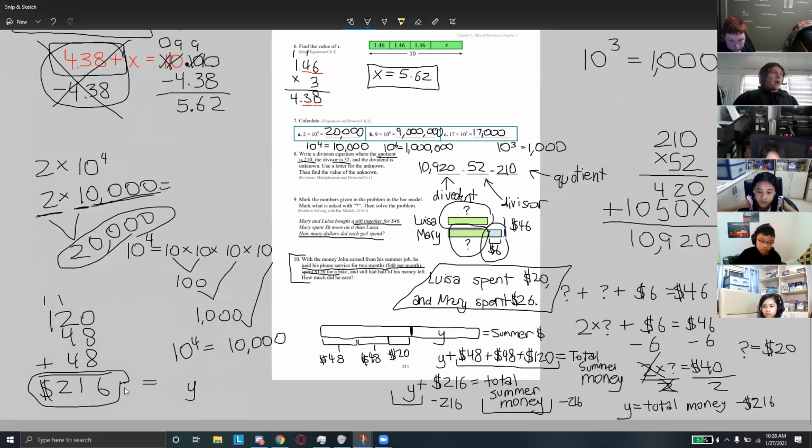That's fine. But the last thing we need to do is calculate how much total money he got. If he spent $216 and he has $216 left, then all we need to do is 216 plus 216. That will tell us how much money he started off with. $432.